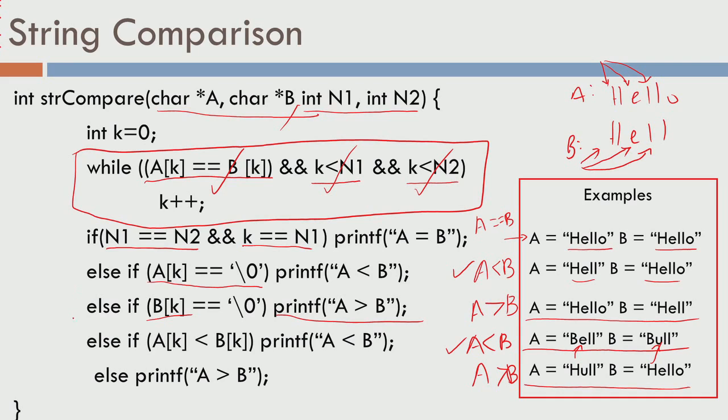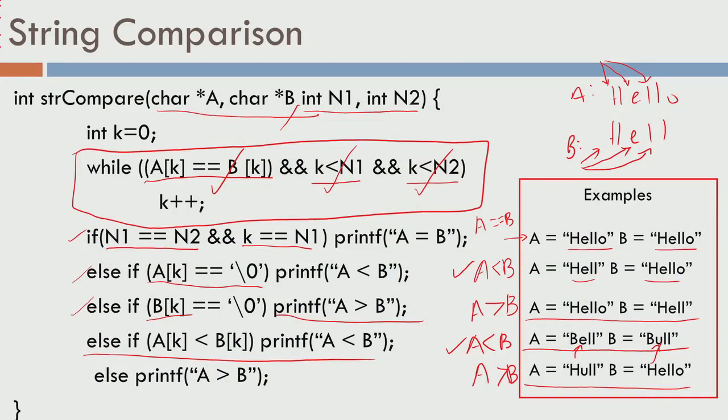So, we have taken care of three cases where we hit in some sense \0. In this case we hit \0 on both of them at the same time, in this case we hit only on A of 0, in this case we have hit only on B of 0. None of these need to be true. For example, in bell and bull, I do not have to go to the end of the array to see that bell is less than bull. As soon as I see the 1th location, I see that E is less than U, therefore, A is less than B.